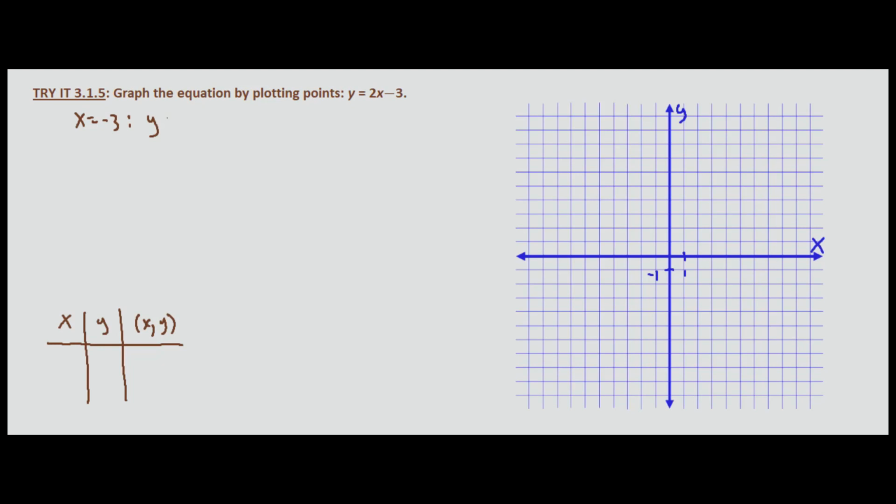So y equals 2 times negative 3 minus 3, which equals negative 6, minus 3, which equals negative 9. So when x equals negative 3, y equals negative 9, which gives us the point negative 3, negative 9.